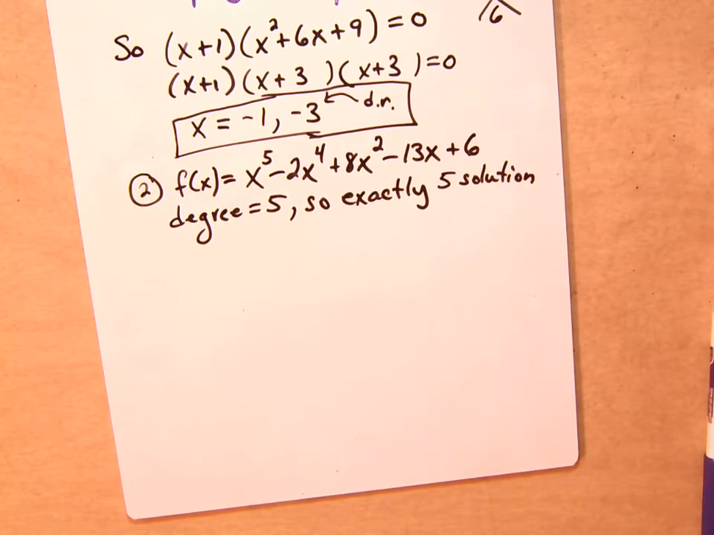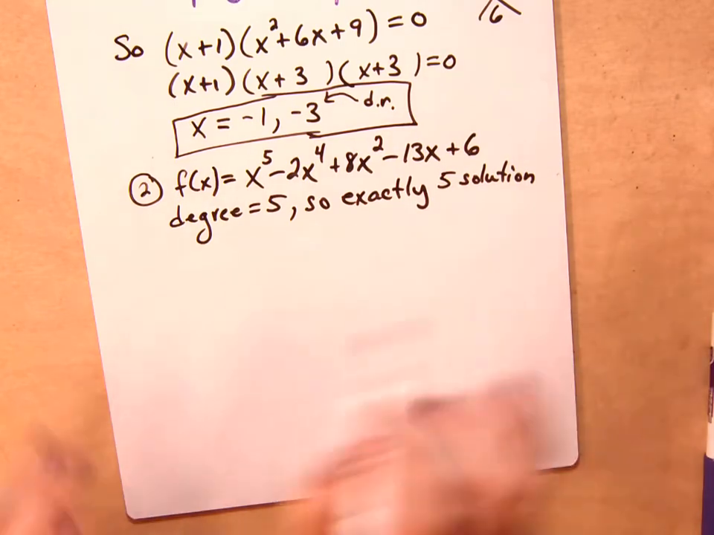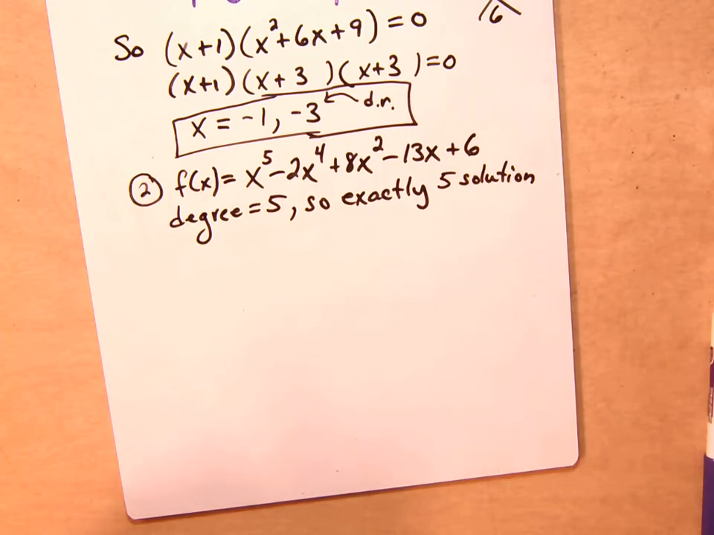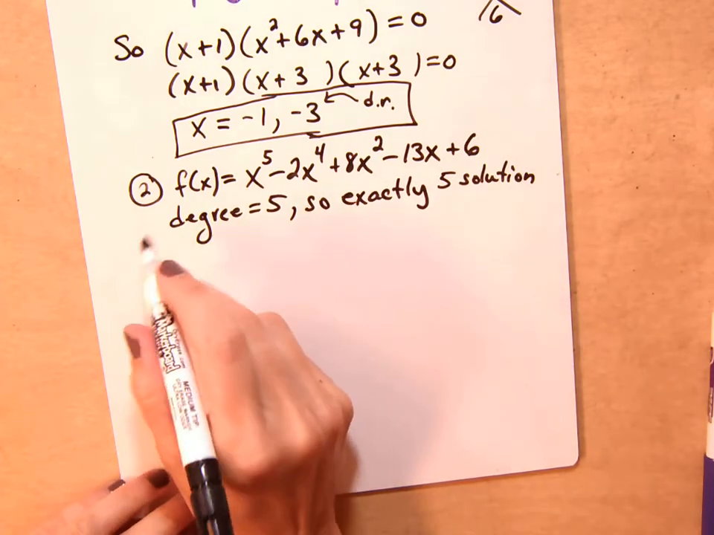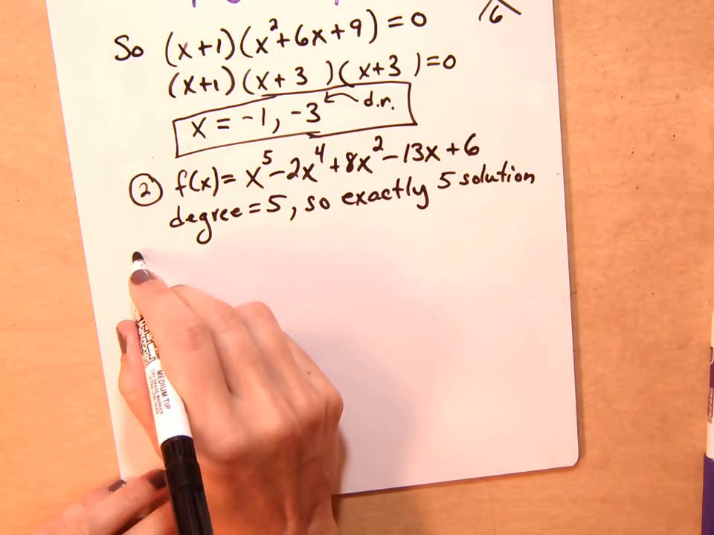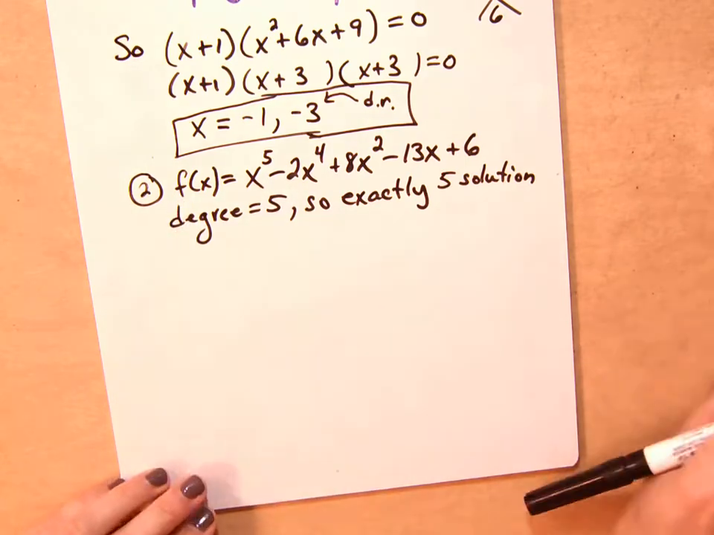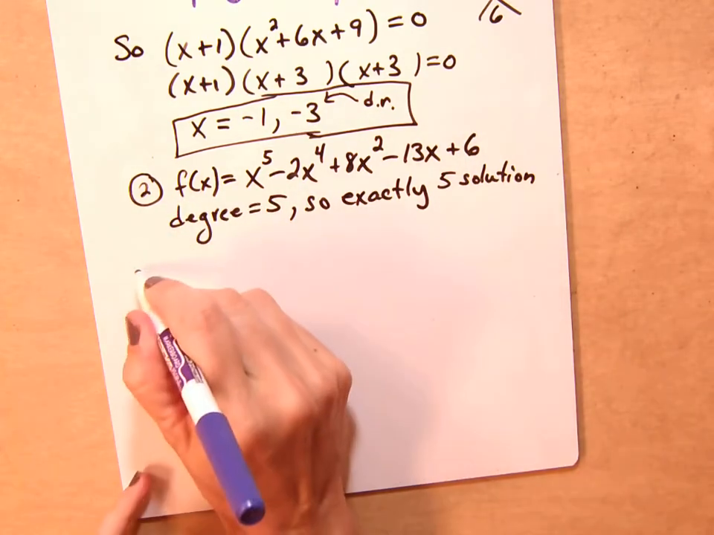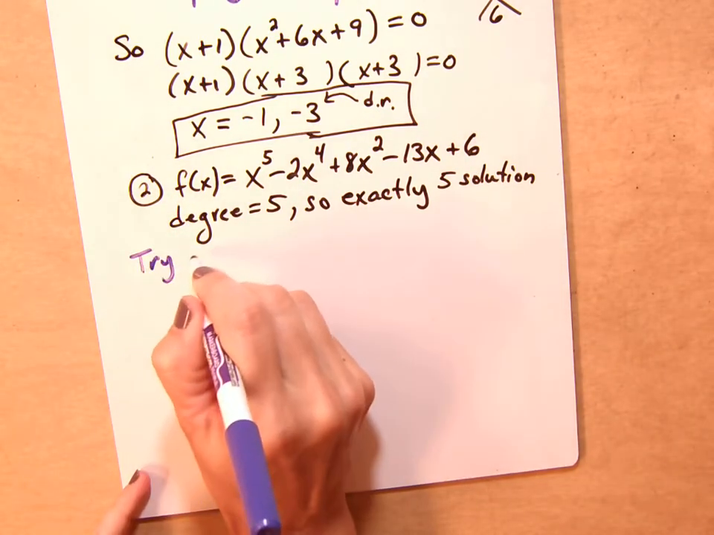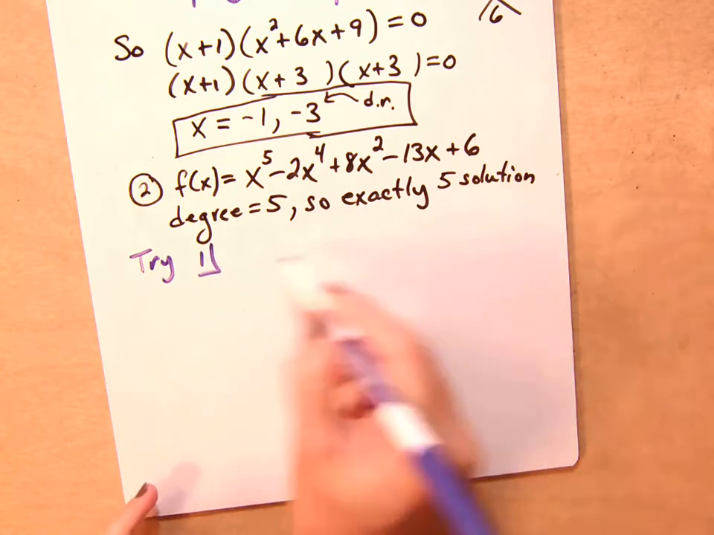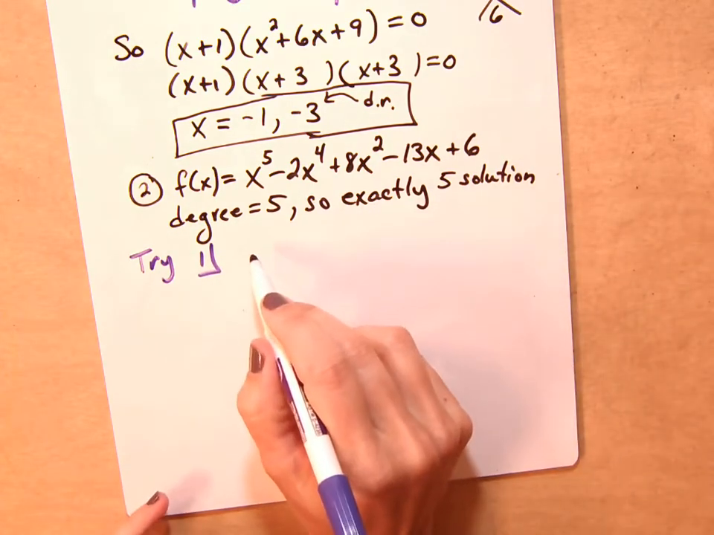Like when it's a double root and a triple root, it changes the shape of the graph. But now we're just finding them. Okay, so we're going to try 1. Let's do our synthetic in purple. Let's try 1. So what's the list of coefficients?